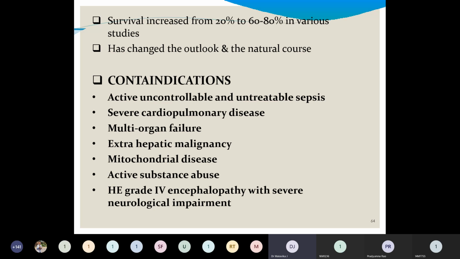So what are the contraindications for liver transplantation? When there is active, uncontrollable and untreatable sepsis, severe cardiopulmonary disease, multi-organ failure, extrahepatic malignancies, mitochondrial disease, active substance abuse, and grade 4 hepatic encephalopathy with severe neurological impairment. So these all are contraindications, not applicable for liver transplantation.